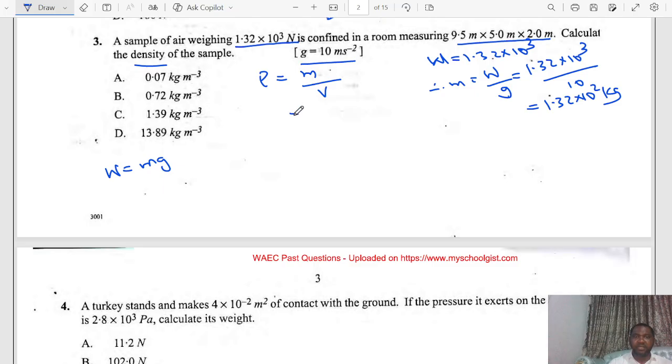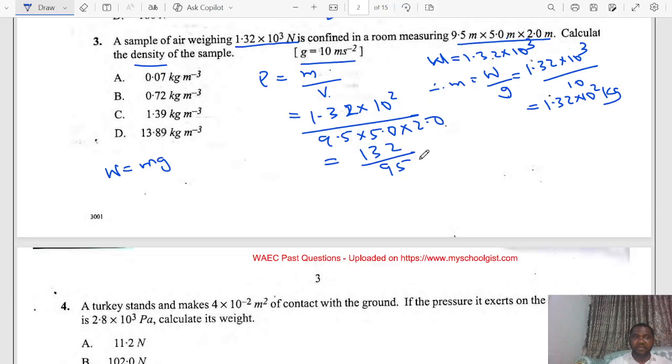Now we can find the density. Density is mass, which is 1.32 times 10 raised to the power 2, divided by the volume. Volume is 9.5 times 5.0 times 2.0, which is 95. So I have my calculator here. 132 divided by 95 is 1.39. So 1.39 kilogram per meter cubed is the answer. So the answer to this question is C.